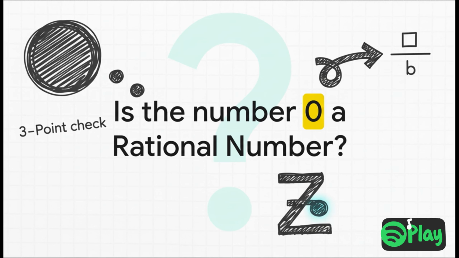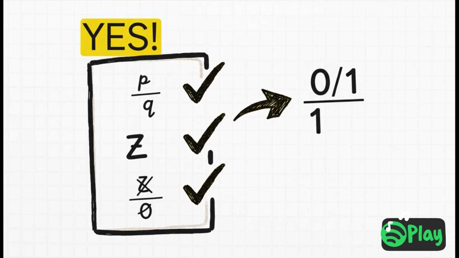Okay, time for a little pop quiz. Let's test this system with a tricky one. What about the number 0? We know it's an integer, but can it pass our 3-point check and become rational? And the answer is a huge yes, absolutely. Because we can write 0 as the fraction 0 over 1.